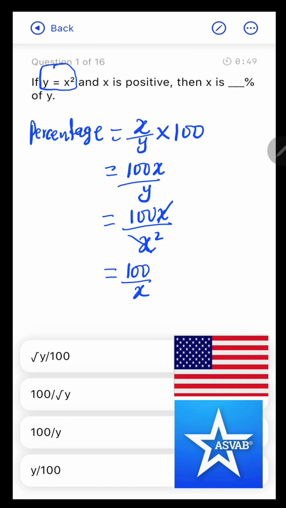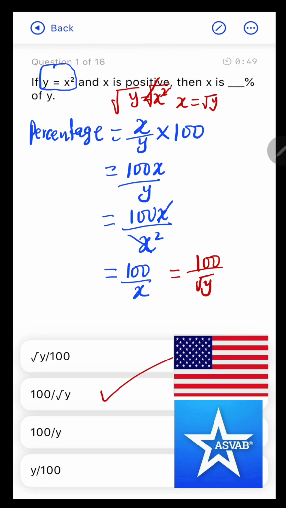But recall that from here we can find the value of x from the question. From the given question, we are given y is equal to x squared. Now to get the value of x, we are going to take the square root of both sides in order to eliminate this square. So we take the square root of the left hand side, then we take the square root of the right hand side. So this square will cancel the square root, then x now will be equal to square root of y. So in place of x here, we can replace square root of y. So this is going to be option B.